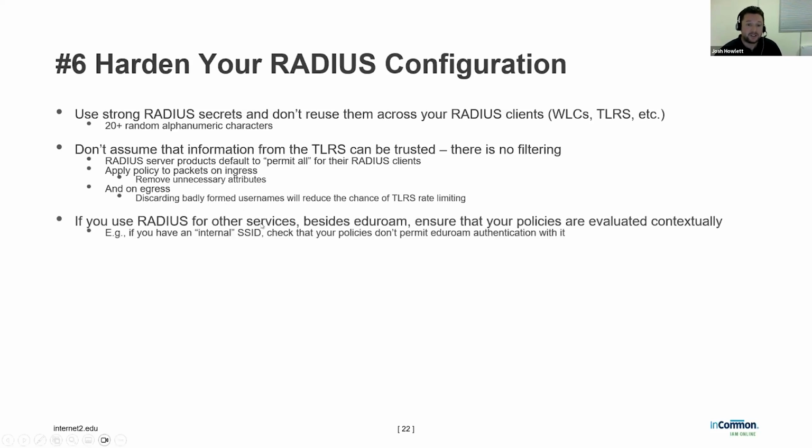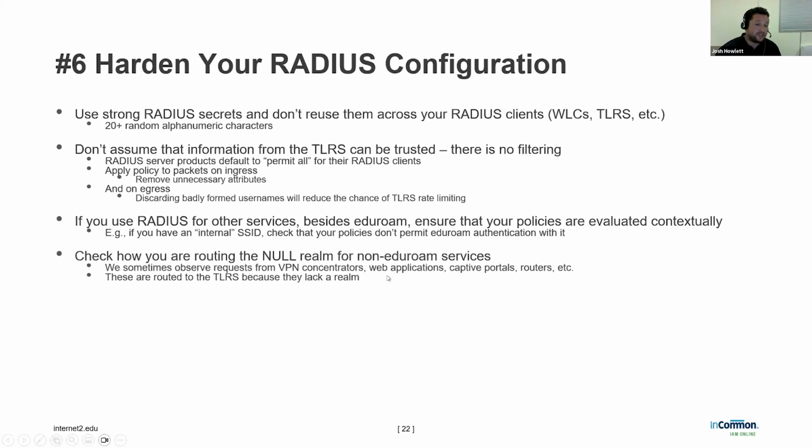If you use RADIUS for other services, so for other SSIDs besides eduroam, ensure that the policies are being evaluated contextually. So for example, make sure that your internal SSID, if you're broadcasting one, won't permit eduroam authentication against it. It's obvious, but it's surprising how common this is. So people just accidentally allowing eduroam authentication against other SSIDs.